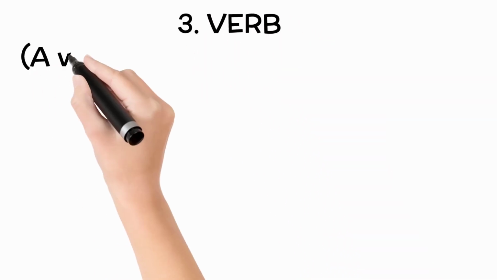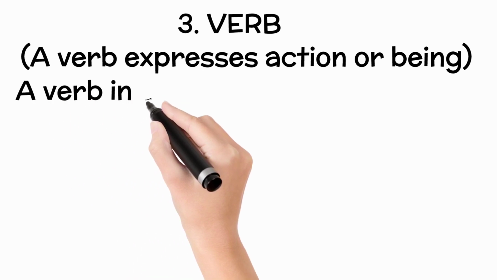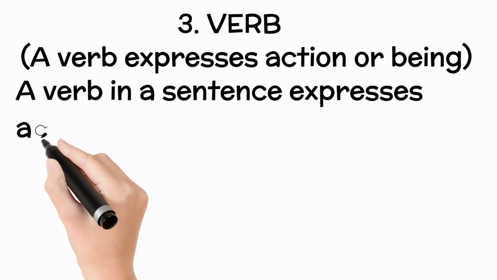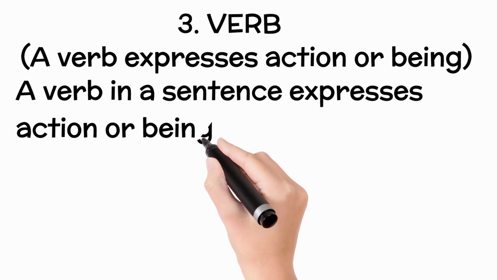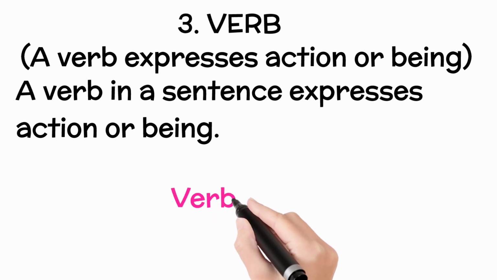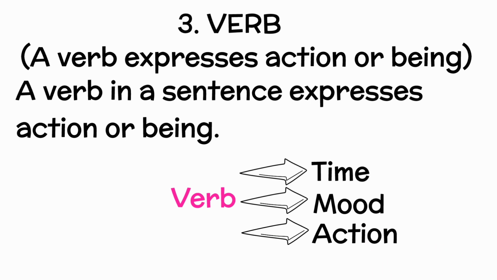A verb expresses action or being. A verb in a sentence expresses action or being. There is a main verb and sometimes one or more helping verbs. So in a sentence, the most important thing is the verb. Verb alone indicates time, mood, and the action of an event that has taken place.